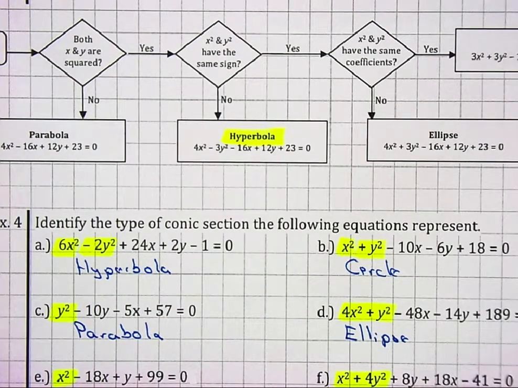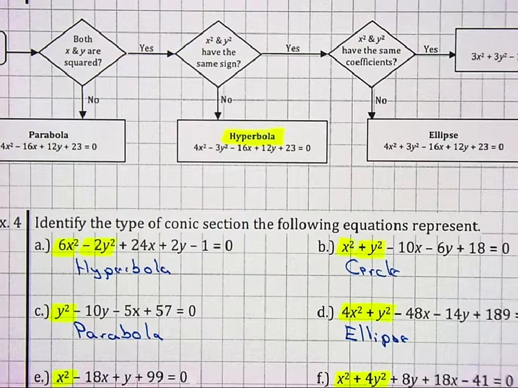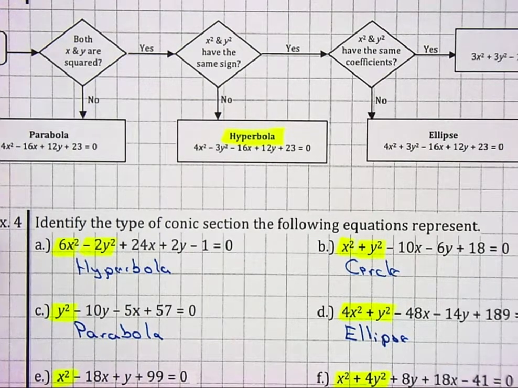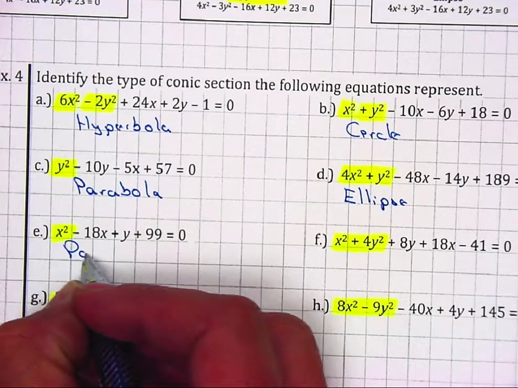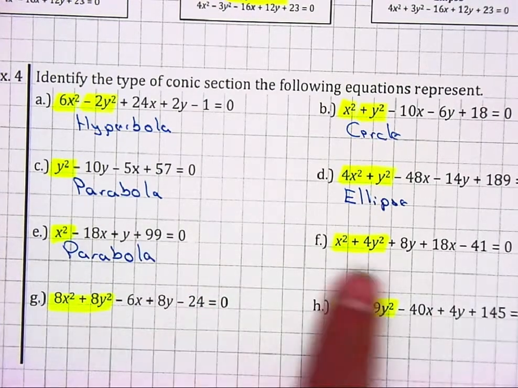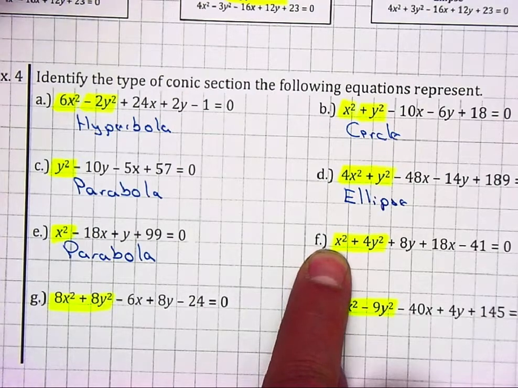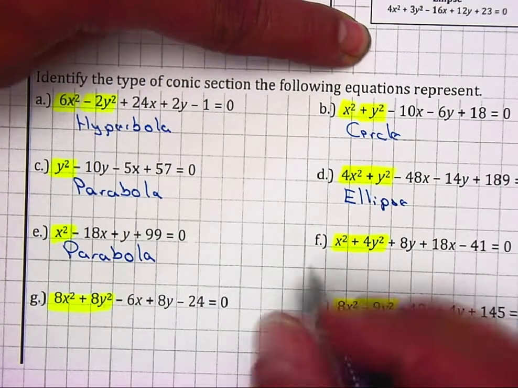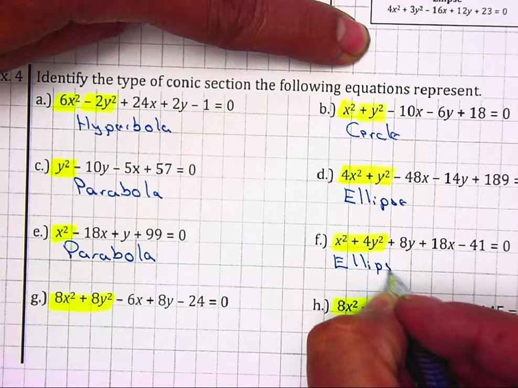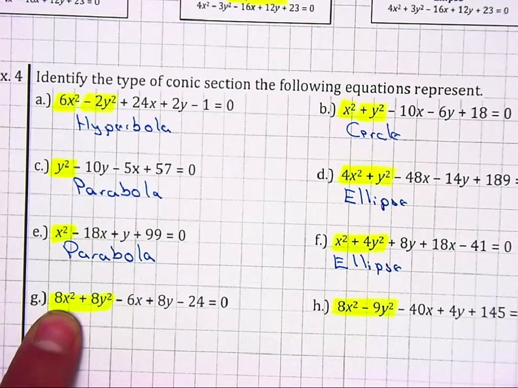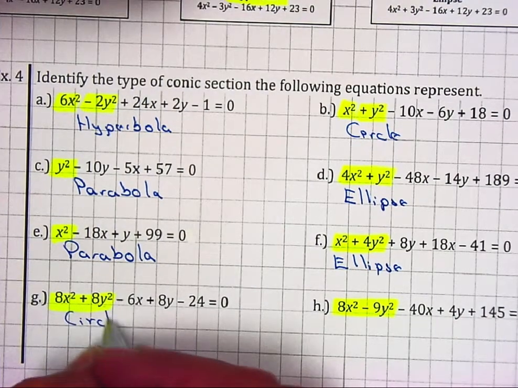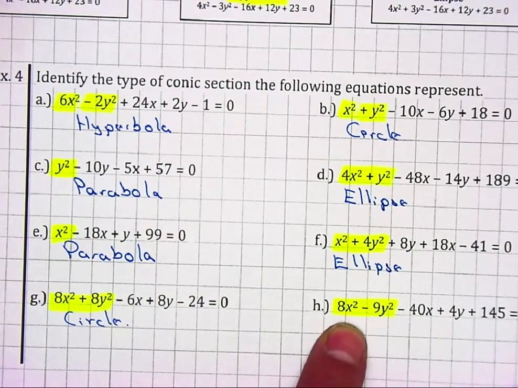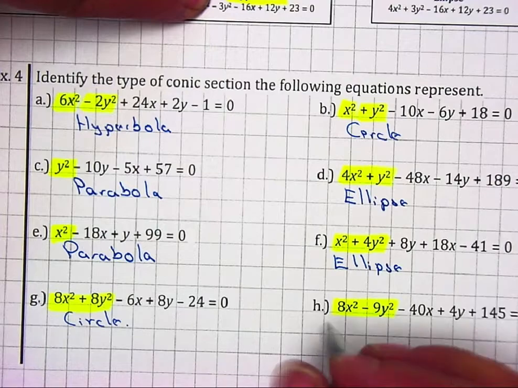Go and pause it. Great. So for letter E, are they both being squared? No, only the x. So that's a parabola. Letter F, they're both squared. They have the same sign, but different coefficients, so that's an ellipse. Letter G, they're both squared. They have the same sign. They have the same coefficient, so that's a circle. Letter H, they're both squared, yes. Do they have the same sign? No, that's a hyperbola.